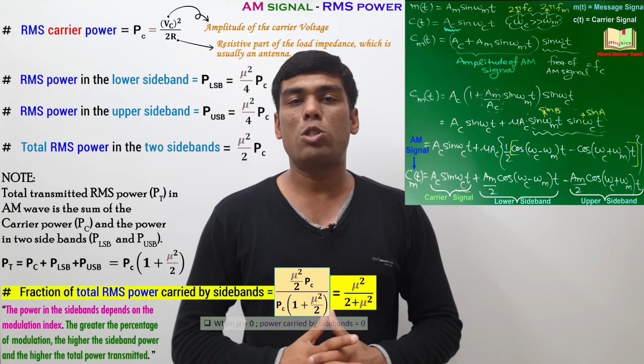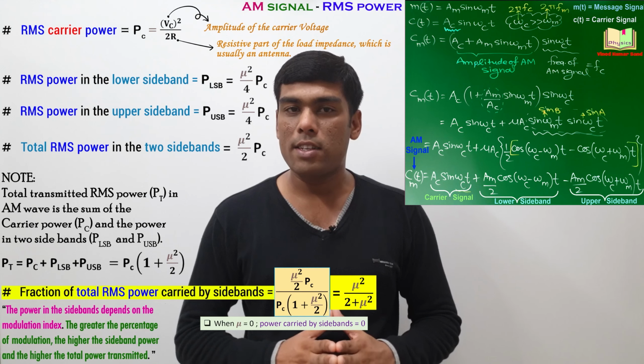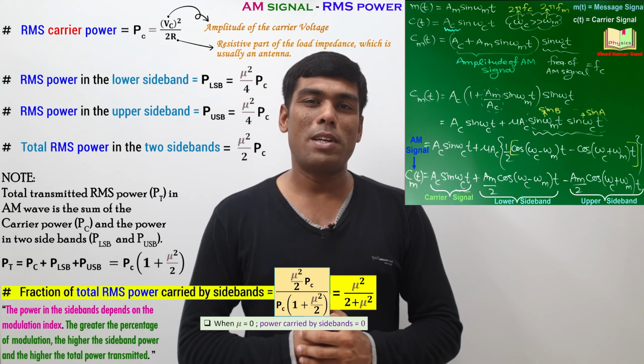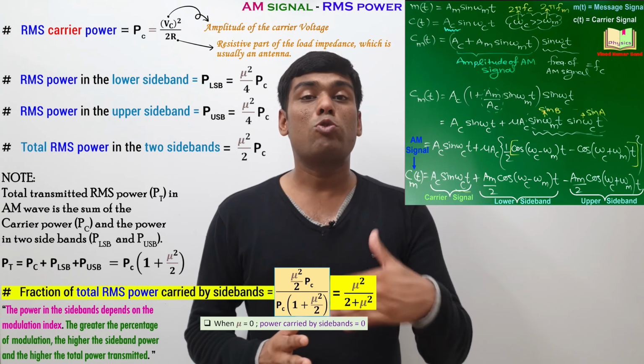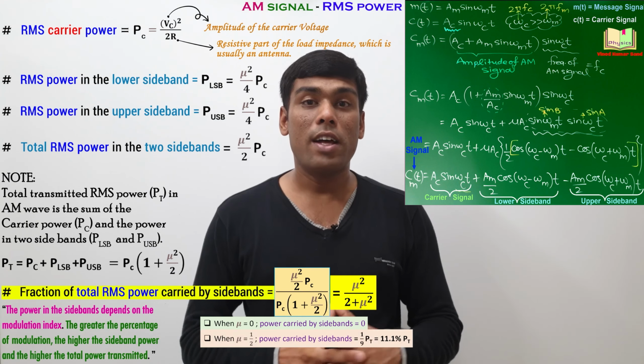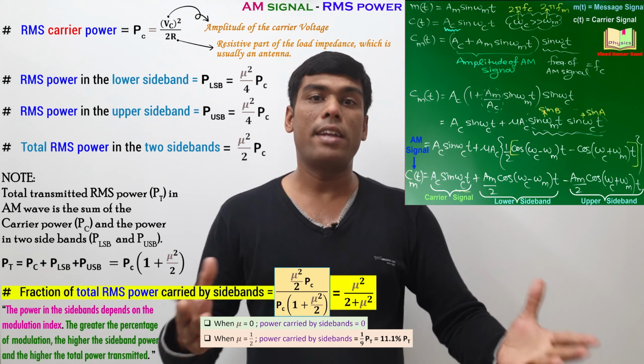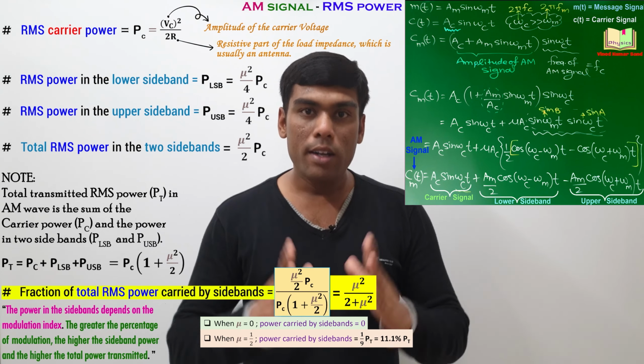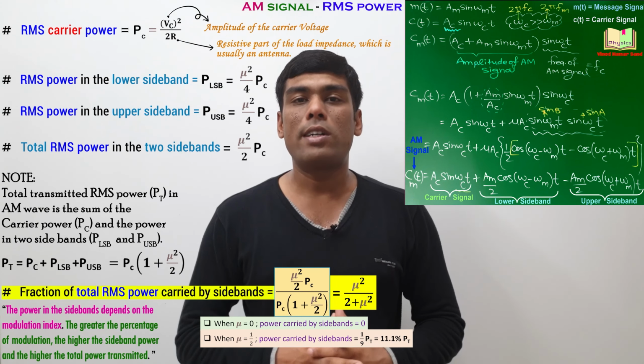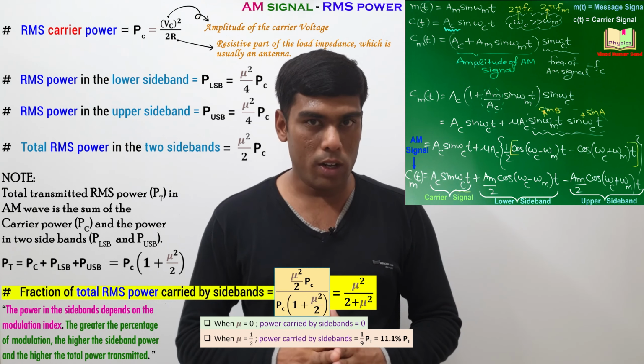Suppose we take mu is equal to 0, the modulation index is 0. How much is the power in the sidebands? 0. Suppose we take mu is equal to half, then the power contained in the sidebands is 1 by 9 of the total power, which is equal to 11.1% of the total power.